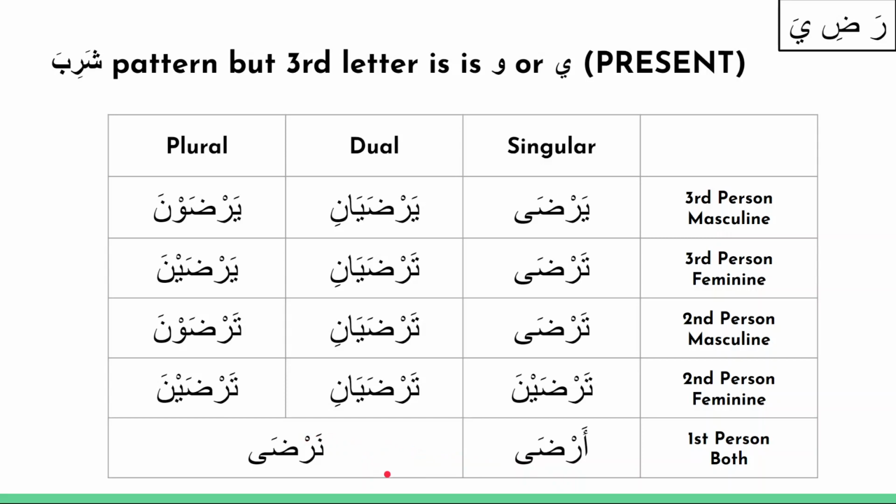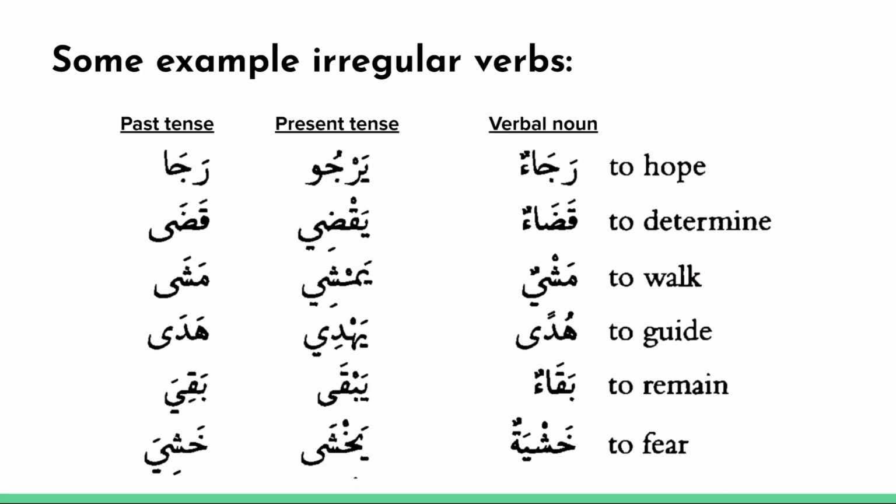Now here's your chance to pause the video and practice both of these tables, the past tense and the present tense of the shariba pattern verbs, but where the third letter is a waw or a ya. So here we have radiya, but the same tables hold through if the last letter was a waw instead of a ya as well. All right, let's move on to some example irregular verbs.